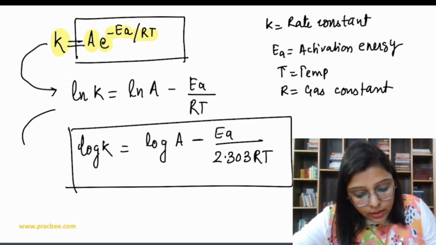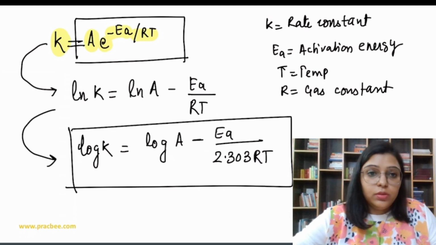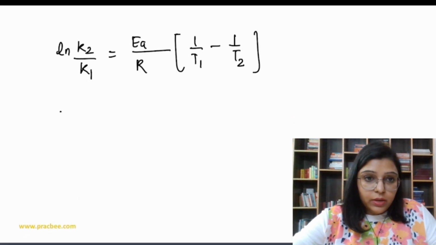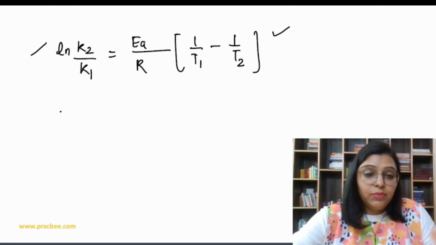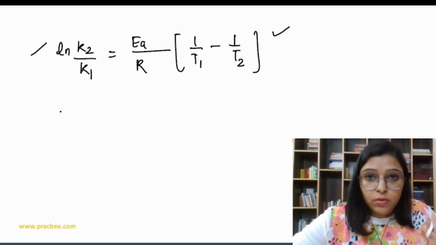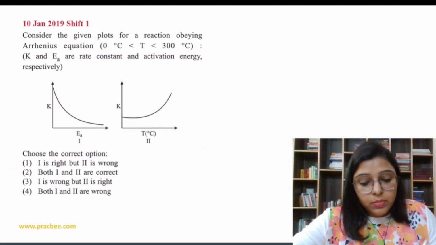We can also write the same equation as log K is equal to log A minus Ea over 2.303 RT. So if we have a particular kind of reaction and we have different rate constants for that, then we can also use this equation in order to solve the question. Now let's do question number 1.